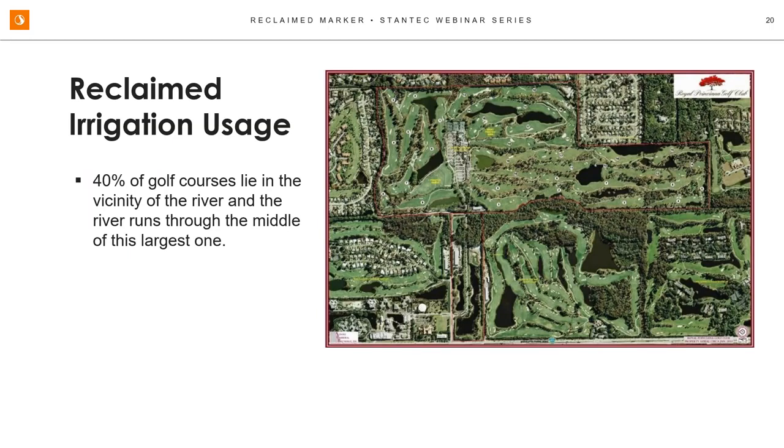they have a lot of golf courses. It's the city of Naples. And 40% of the golf courses lie in the vicinity of the Gordon River. And the Gordon River actually runs right through the middle of this largest golf course that's depicted here. It's hard to see, but it's over where those trees are running from left to right in the middle of that golf course.